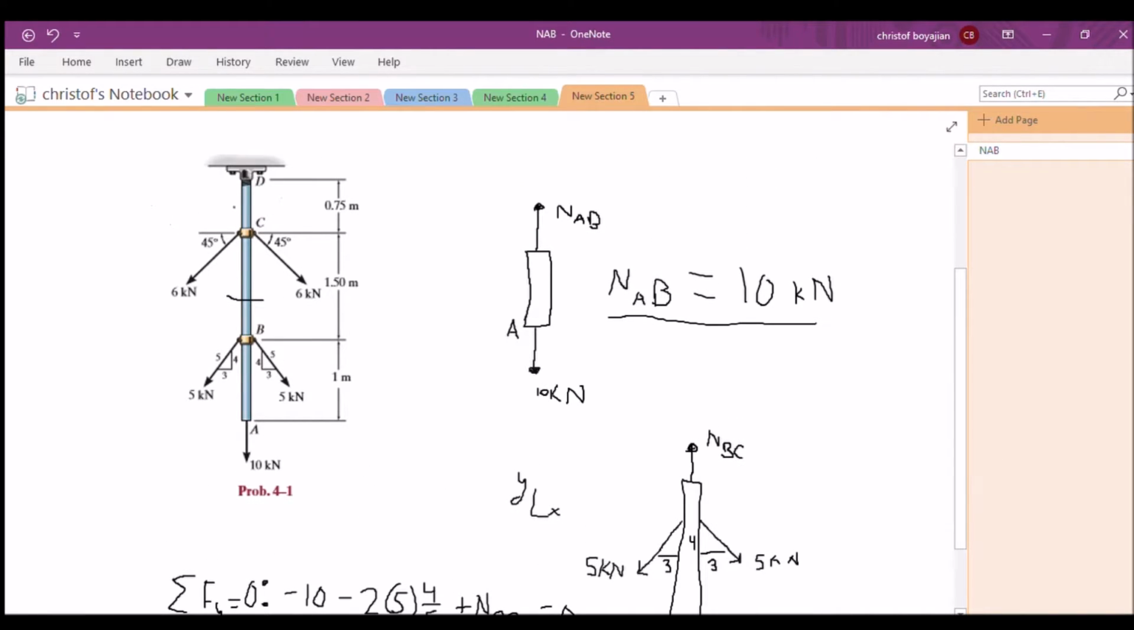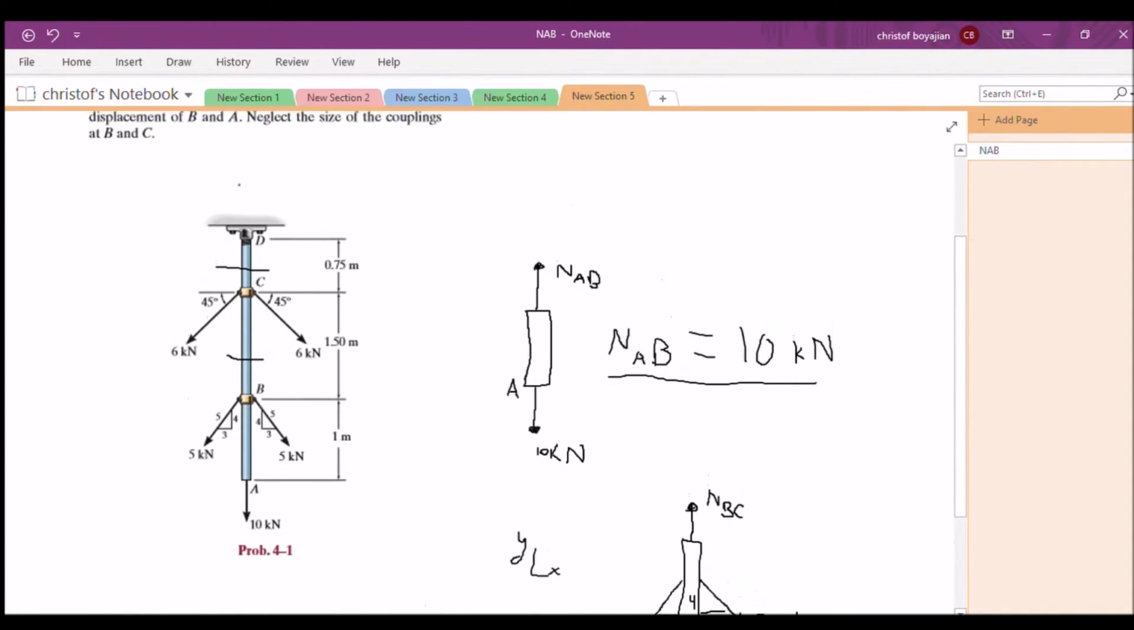Now, should we find out what this is? I think we should find out, right? Because we want to pick a reference point where something is not being deflected or not going under elongation. And in this case, D is going to be stationary. So we want to make sure that we get all the internal loadings all the way from here, because we're going to start from D and see how much A has elongated from this entire rod. So that's the idea here.